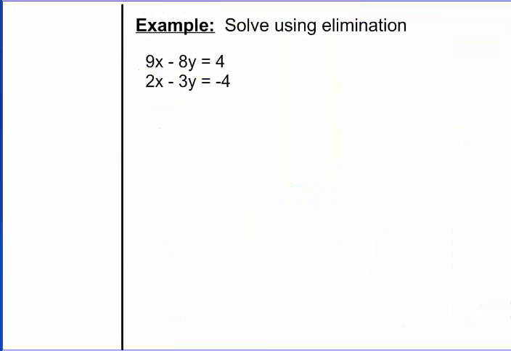Now, here's another example. So you want to look at the variables and decide which variable you're going to eliminate. Now, in the first example, we only multiplied one equation. Sometimes you're going to have to multiply more than one equation. So you look at your x's. Is there anything I can multiply the 9 by to make it equal to a 2?